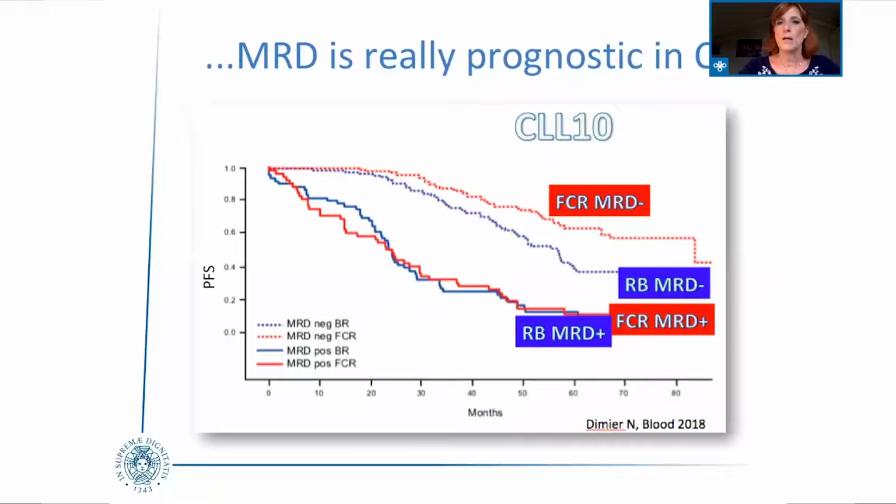The same is for CLL. In 2018, the German group published an interesting meta-analysis where they demonstrated that MRD status is fundamental independently of the type of regimen used. Indeed, you can see here that MRD negative patients showed a significantly better progression-free survival in comparison with MRD positive patients, either in the FCR arm or in the rituximab bendamustine arm.